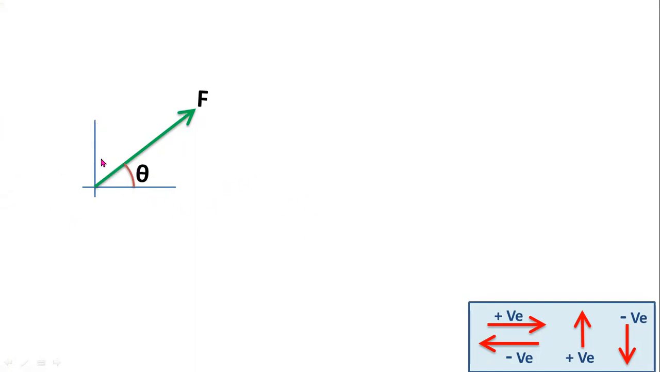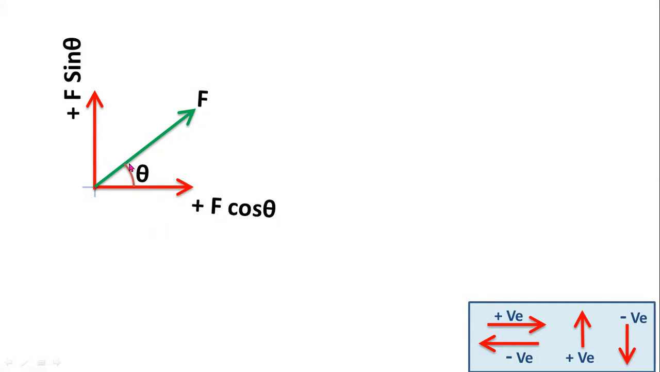Here you can observe this is the first quadrant, and the force is acting away from the origin. This is the x-axis, this is the y-axis. So you have to draw an x component like this and a y component like this. I converted this force F into two forces, a horizontal force and a vertical force. The horizontal force lies on the x-axis and the vertical force lies on the y-axis. That's why this is called the x component and this is called the y component.